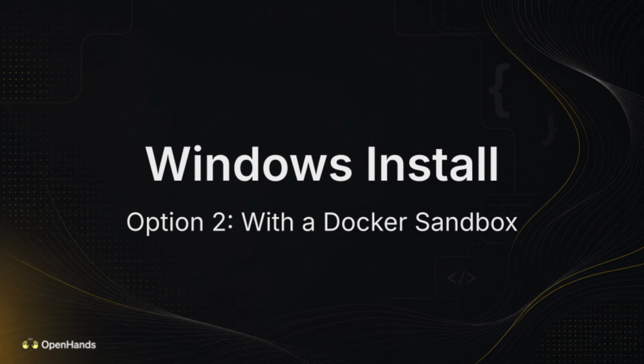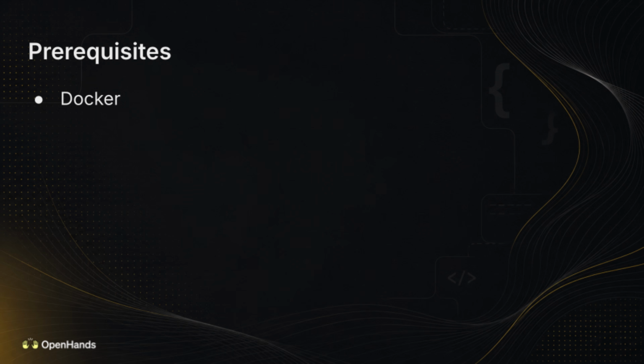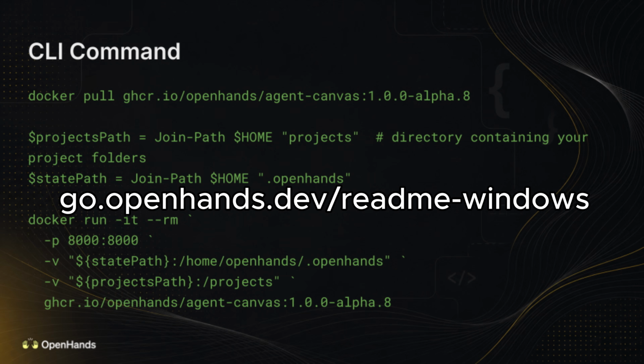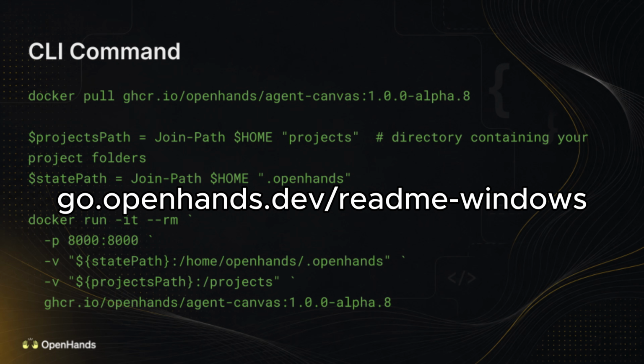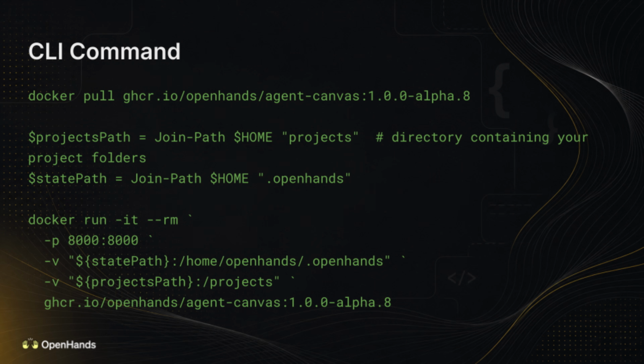Windows installation with a Docker sandbox. You'll need Docker installed. The Docker command for Windows is different than the one for Mac. You'll need to check the Agent Canvas GitHub README for the latest Docker image. This is just a sample of what you will run in your terminal.